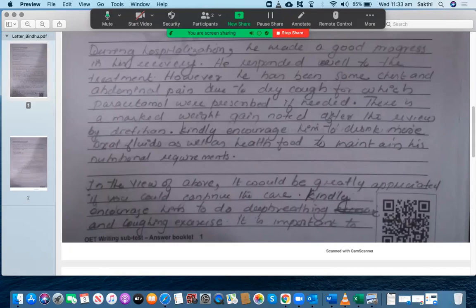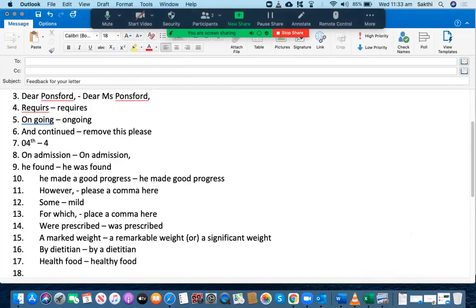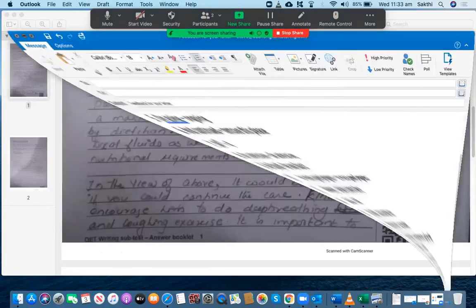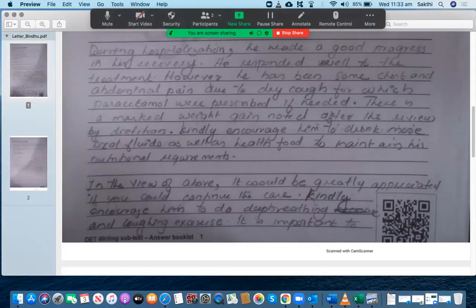So you have to use a separate verb. You should use "eat health food." Encourage him to eat health food. Yes, that's correct. Or consume health food. Do you understand? This doesn't make sense at all. To maintain his nutritional requirements.